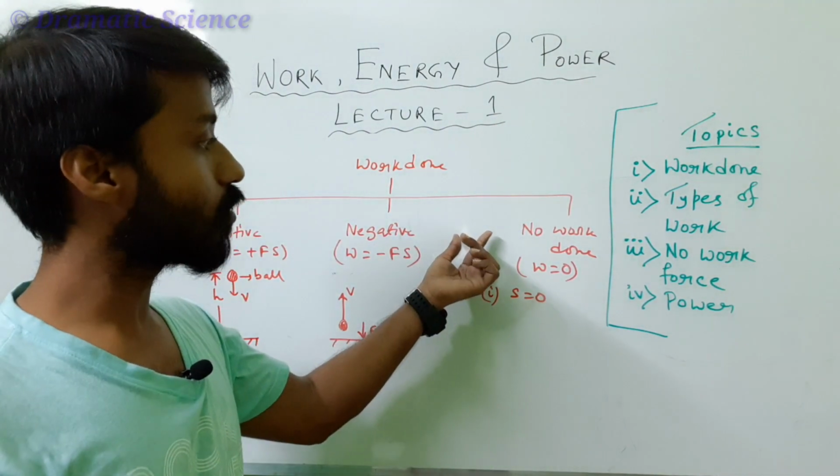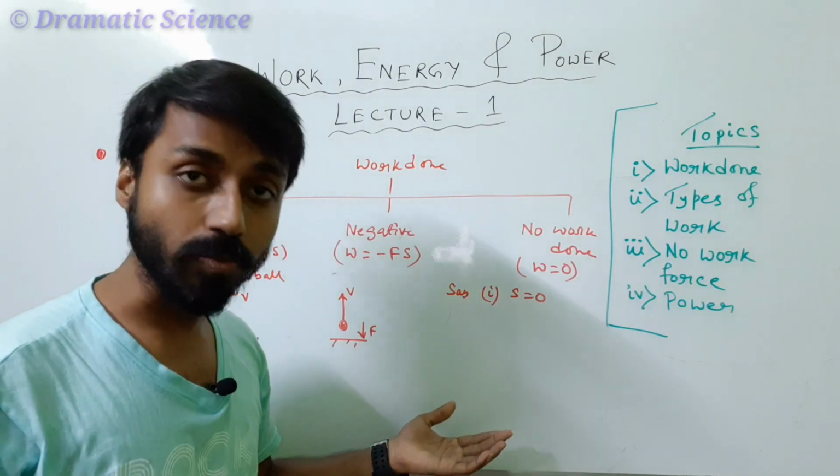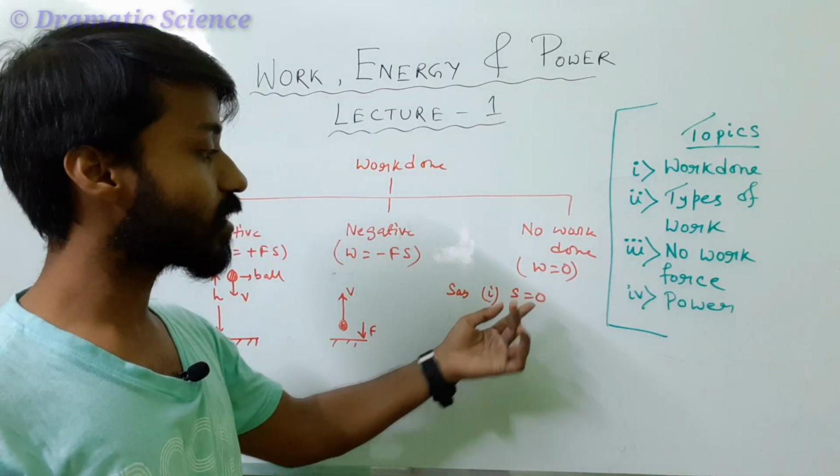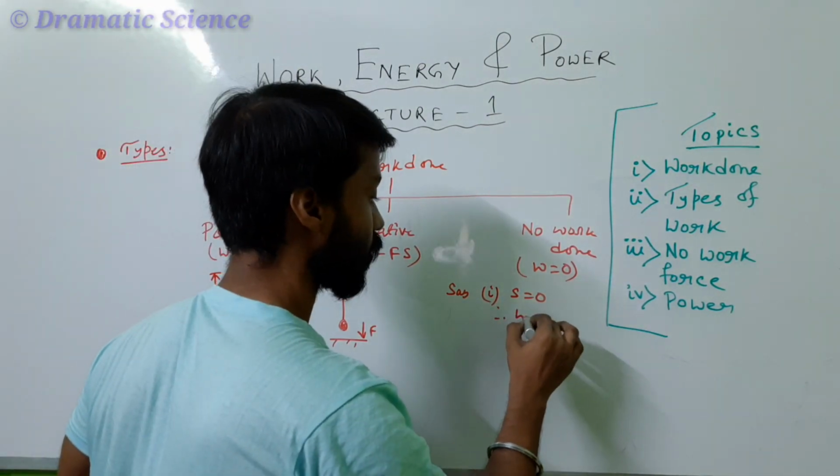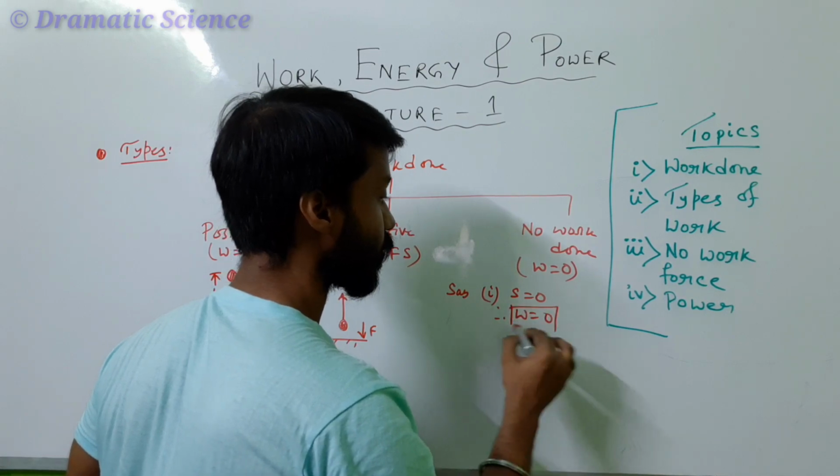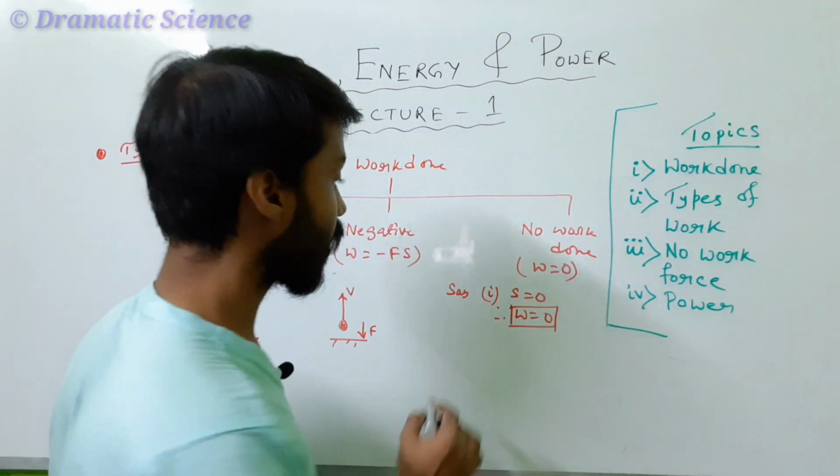I am putting some amount of energy in this wall, but the wall is not moving. So that's why if displacement is 0, then W is 0. This is an example of no work done.